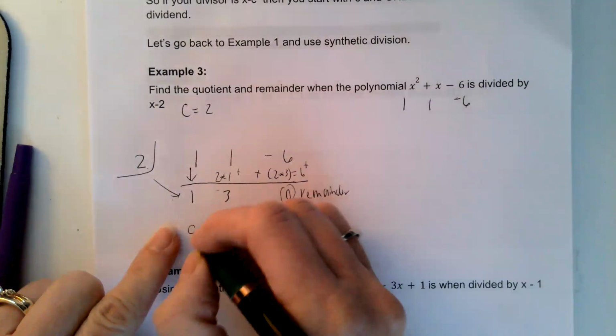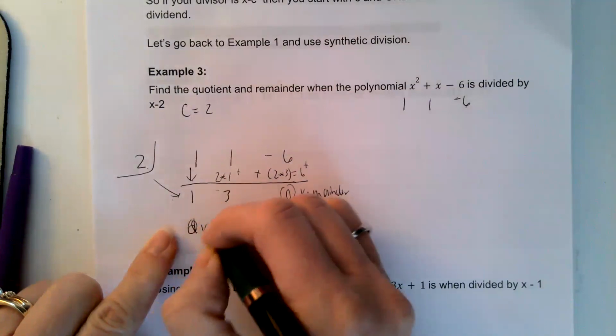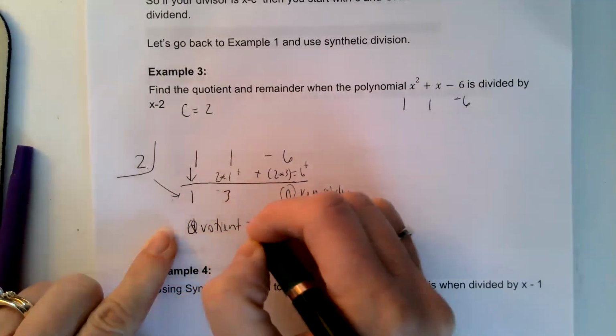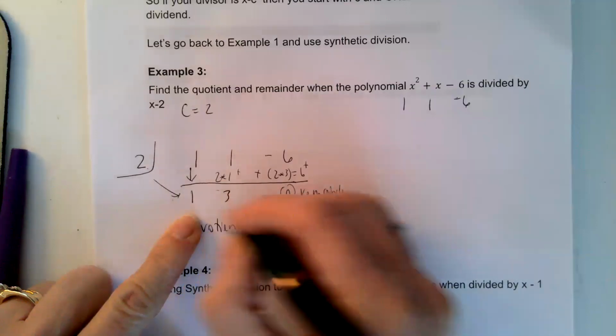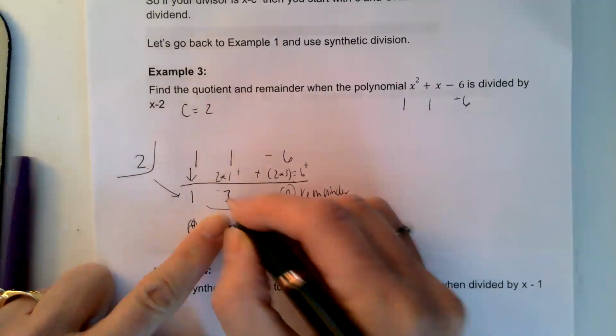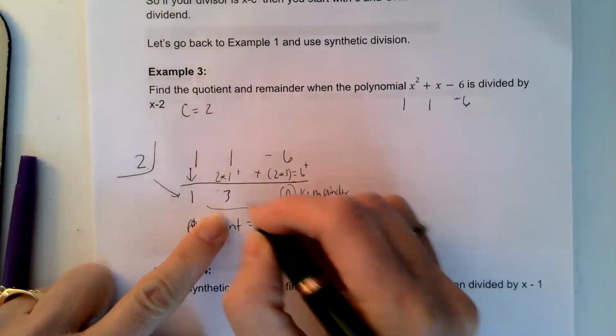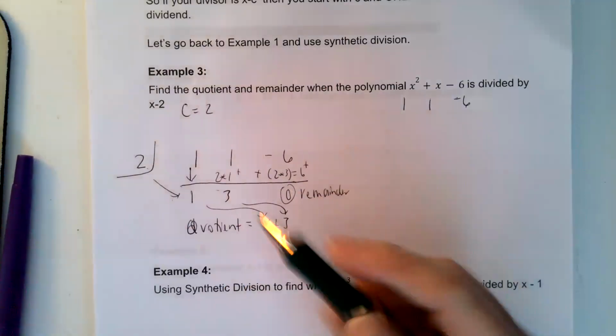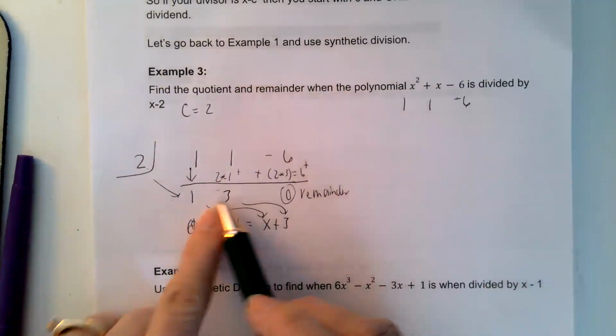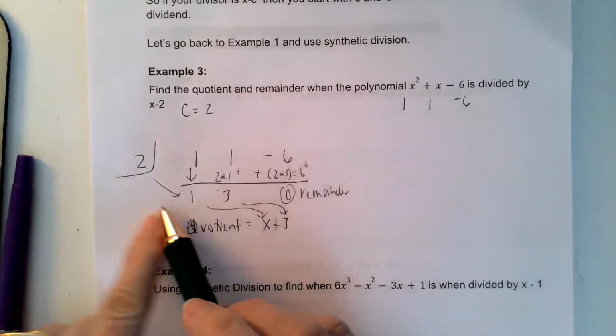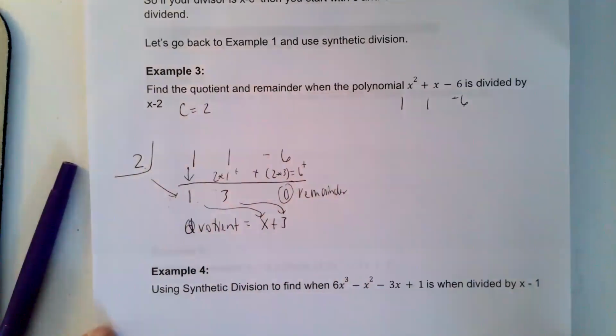So that means my quotient is 1, which is just an x, plus 3. You start with the far right, and that's your constant, and then you would go to your x term and your x squared if you had one, and your x cubed.